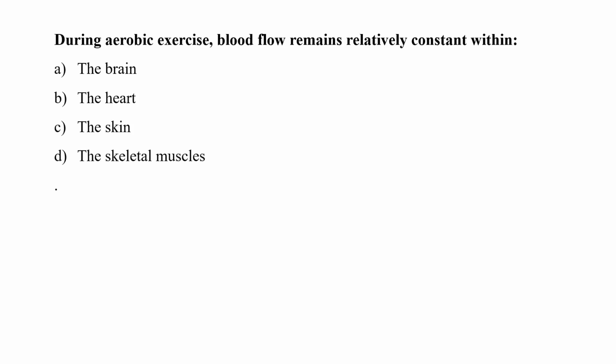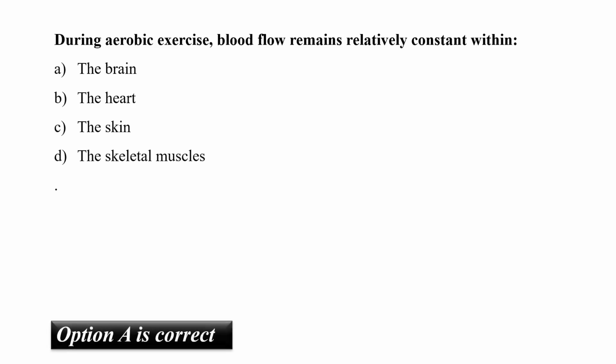During aerobic exercise, blood flow remains relatively constant within the brain, the heart, the skin, or the skeletal muscles. Aerobic exercise causes increased heart rate and cardiac output in most of the tissues except the brain, which remains almost constant due to the autoregulatory mechanism. So option A is the correct answer.